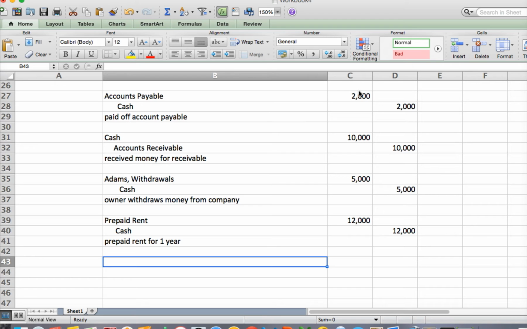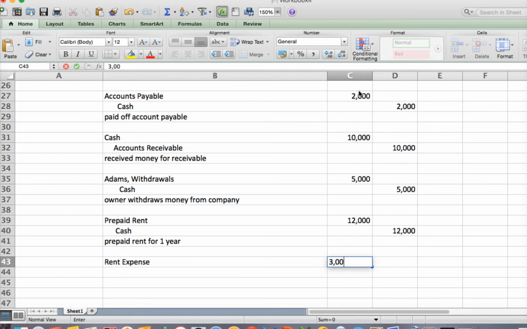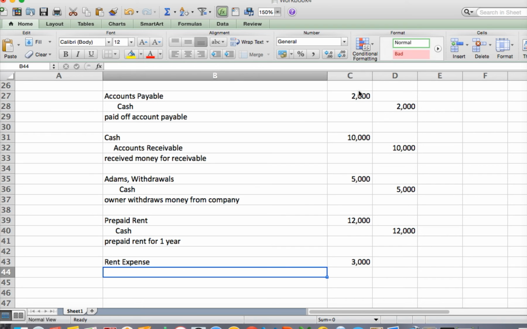Okay, since we're recognizing it as an expense, we have to have an account called some type of expense. So in this case, rent expense. Each month is worth $1,000, so we have a debit to rent expense for $3,000. I want the balance in the prepaid rent account to no longer be $12,000, but to actually be $9,000. So I need to do a credit, since I have a debit there already, a credit of $3,000 to lower that to $9,000. So that's what the other side of this one will be.